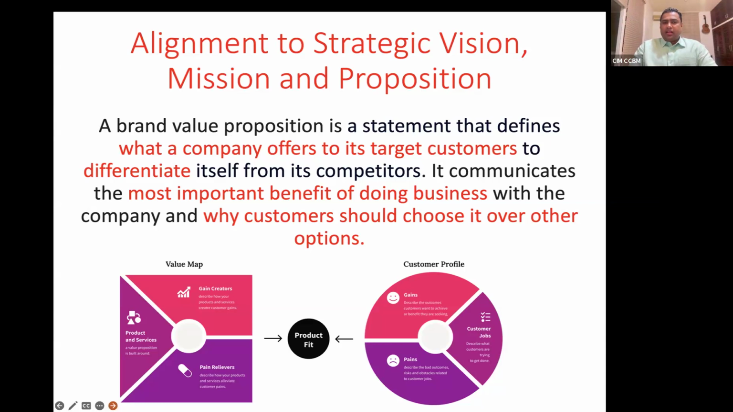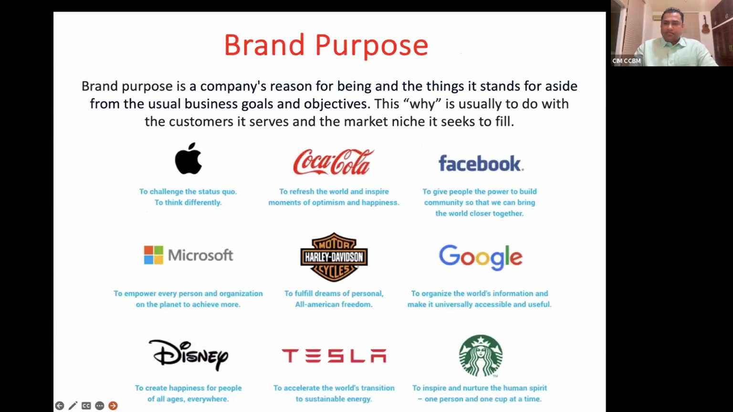So there are many examples I'd like you to look at. And we will investigate that with the definition of what a brand purpose is. Another word for purpose is the mission. So brand purpose is the reason for being. Why are you in this world as a brand? What are you trying to achieve? The thing it stands for, aside from the usual business goals and objectives.